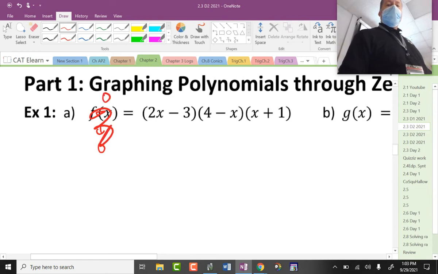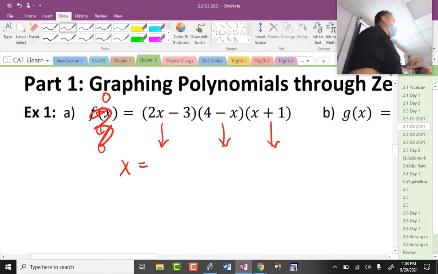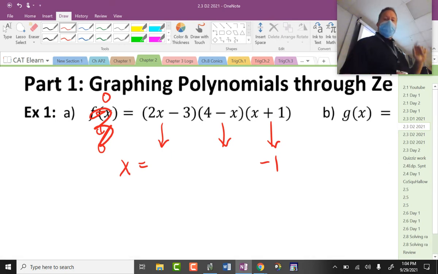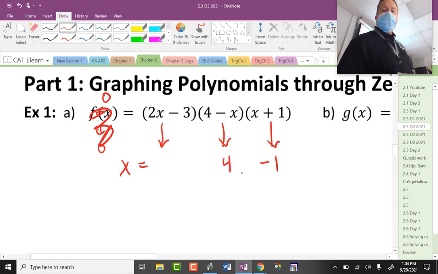So if I were to plug in 0 for this, here's what I'm going to do. Then what would the solutions be for these 3 factors? Let's take this last one. What would x equal for the last set of parentheses? It would be -1. But then now I'm going to go backwards. What about 4 minus x? What would be the 0 for that one? It is 4. So it is a little switcheroo on that one.